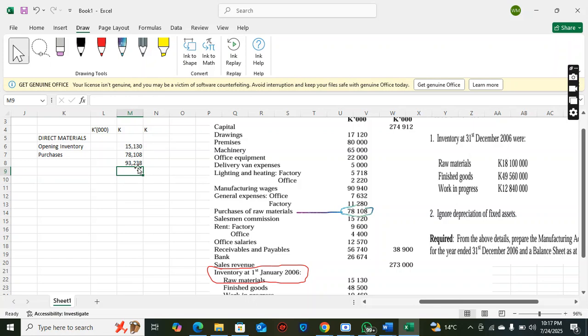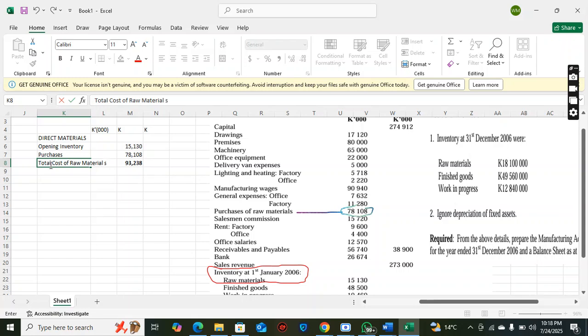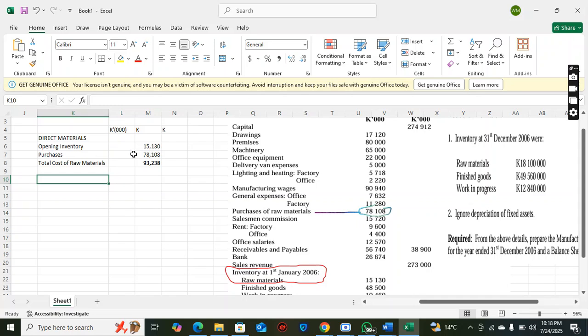So colleagues, this 98,238, what does it represent? Yes, total cost of the raw materials available. All the raw materials you had for that year. Thank you, Mr. Chimoni. What's the next item?